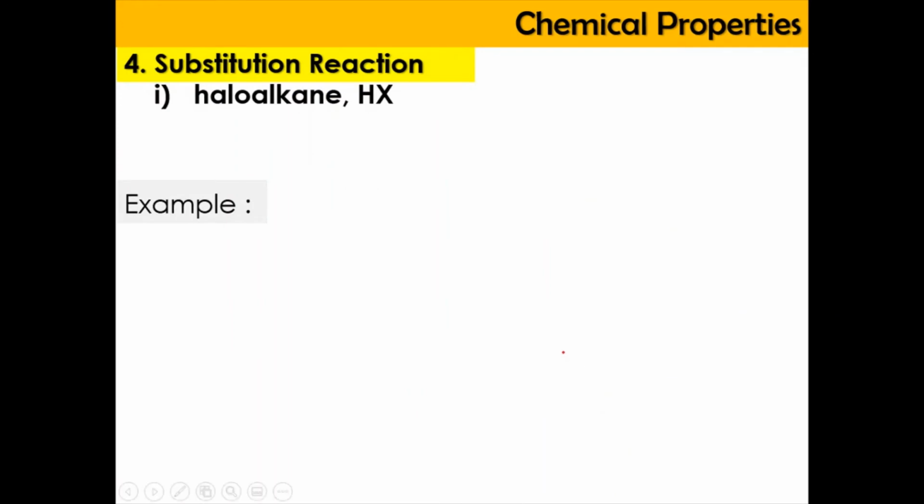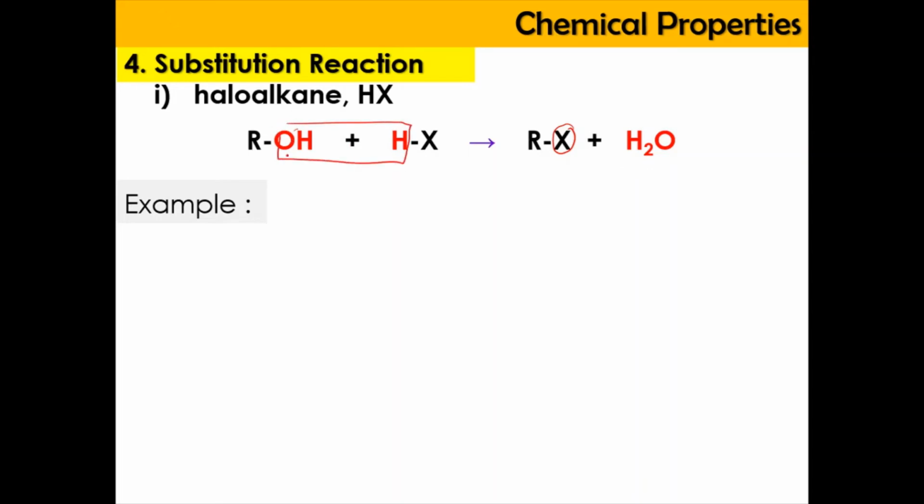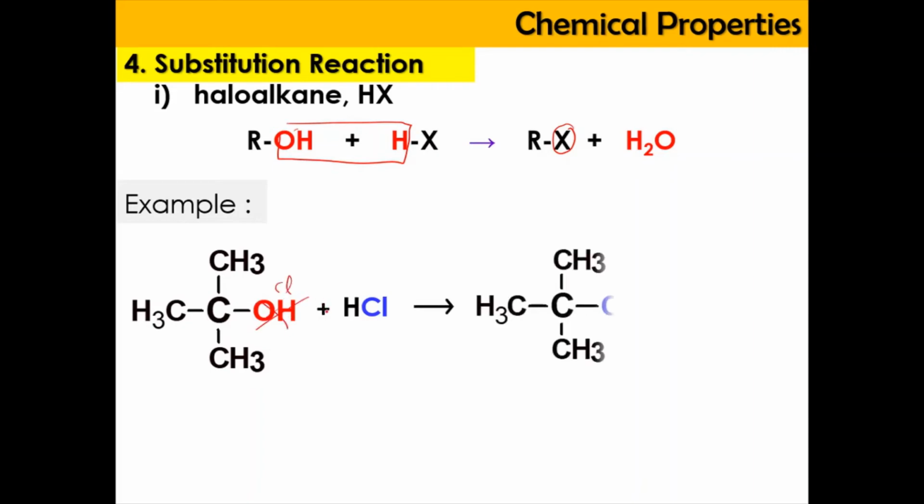Okay, so now let's look into the substitution reaction with haloalkane. So first you have alcohol, and then you're going to react that with haloalkane. So what's going to be done here is that OH is going to be replaced with X here, and water is going to be removed as the byproduct. OH substituted with X. So for example, if you have this kind of alcohol, and then you're going to react that with hydrochloric acid, OH here is going to be replaced with Cl. And the byproduct of the reaction is going to be water.